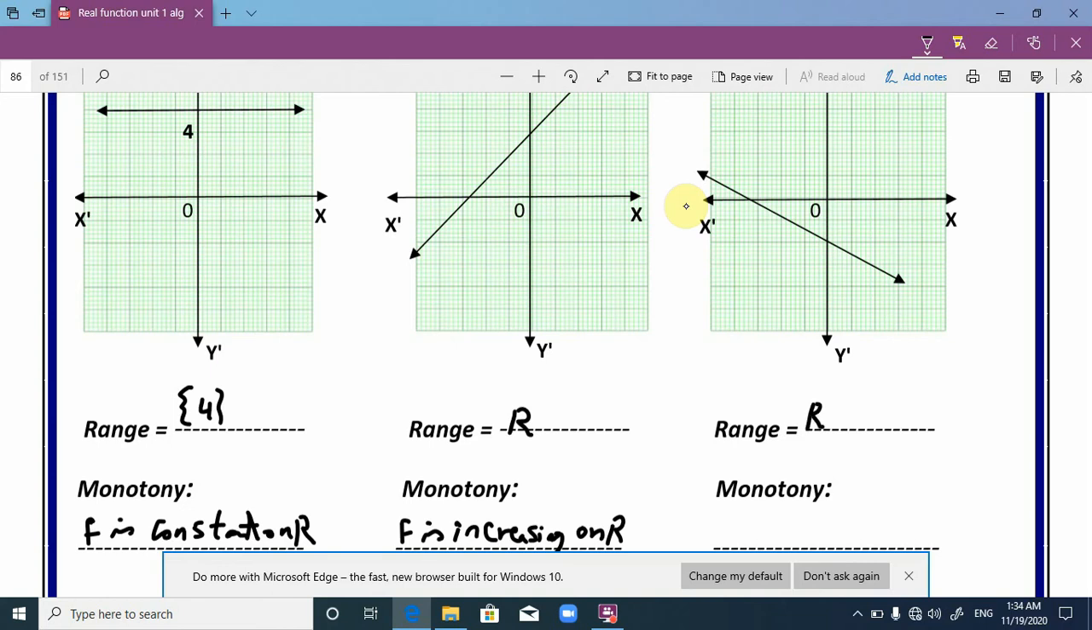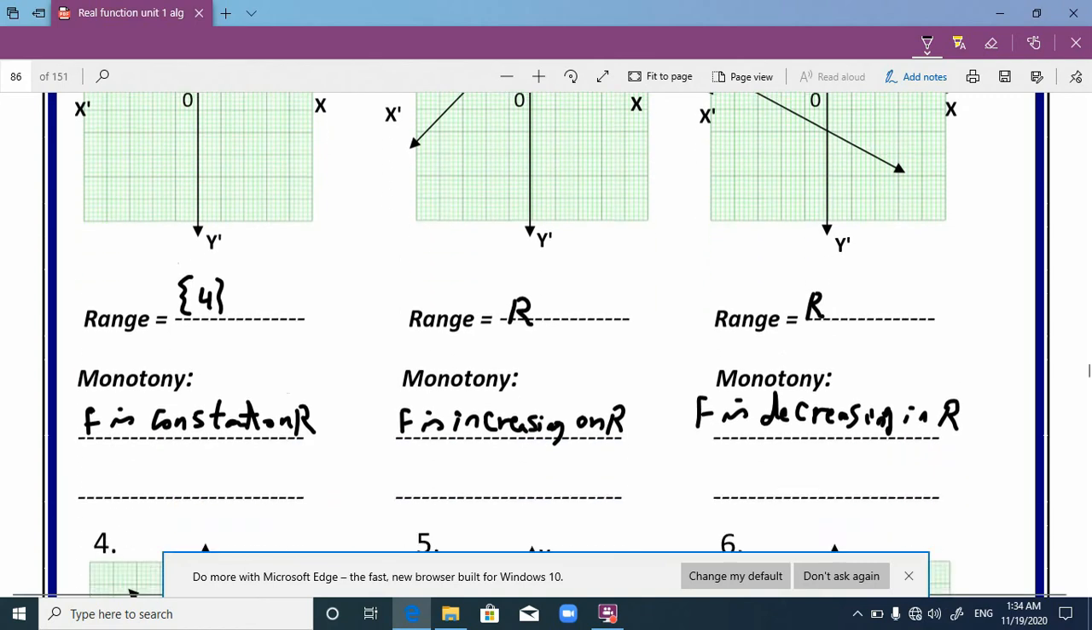And the monotony here is decreasing, because we have an obtuse angle between this line and the positive direction of the x-axis. The decreasing function, as you learned in third prep, also on R. Okay. Number 4.